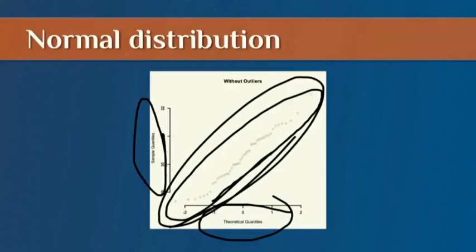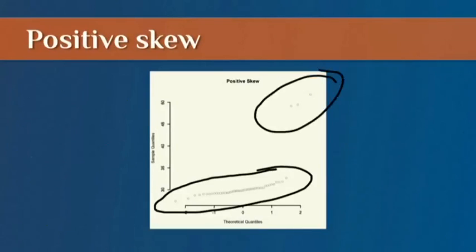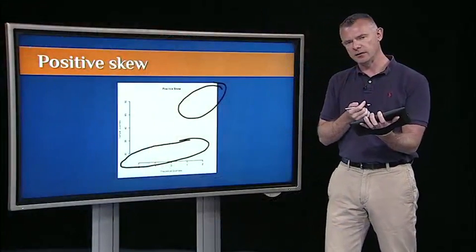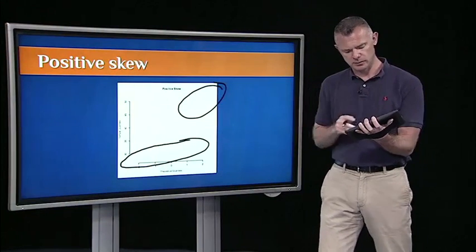You can see that that's not the case in that last positively skewed distribution I showed you. Here we have what looks like a nice trend, but then we have just a few cases way up here, so we clearly don't have a straight line in this QQ plot. That indicates that you have a non-normal distribution.